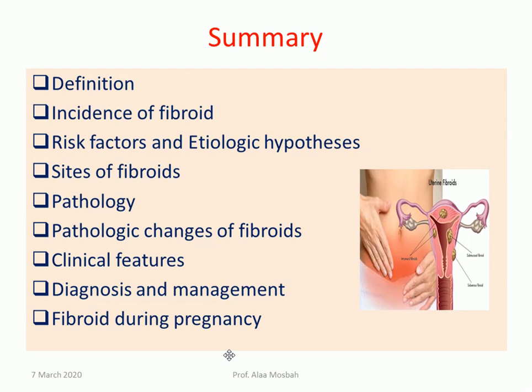Lastly, we shifted to fibroid during pregnancy, and we know the effect of pregnancy on fibroid as increasing the size and the degeneration that may happen, or torsion in subserous fibroid with pedicle, and the effect of fibroid on pregnancy may cause miscarriage or preterm labor or placental abruption or placenta accreta or retained placenta or postpartum hemorrhage. And this is the last of my lecture.